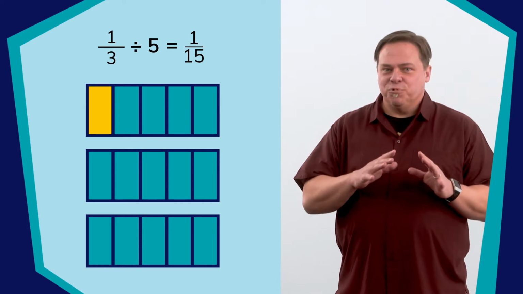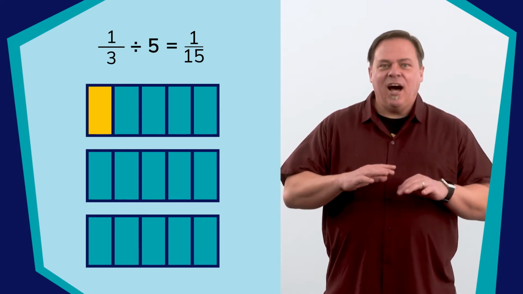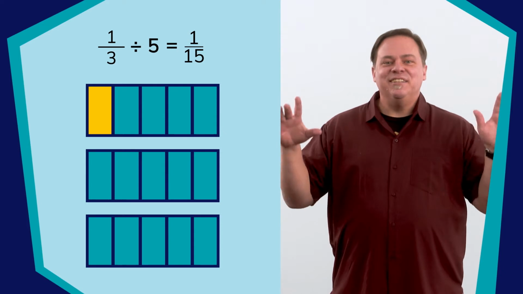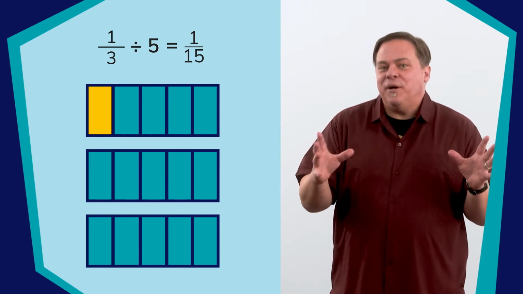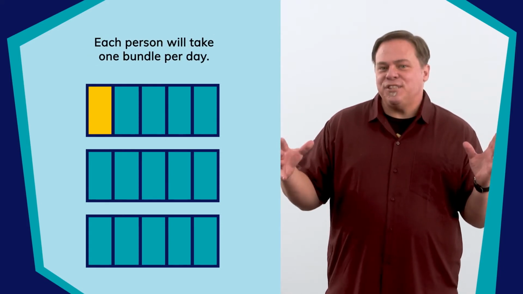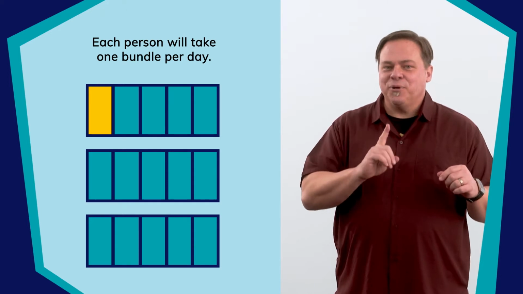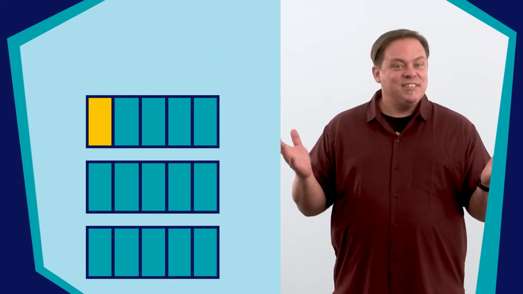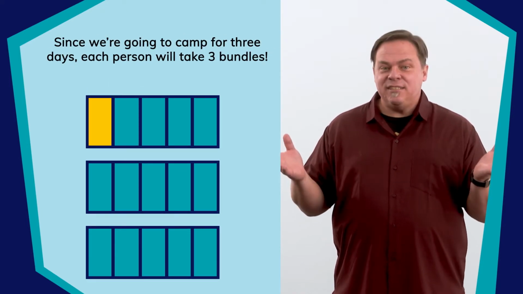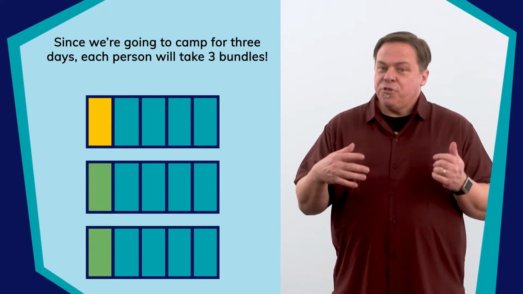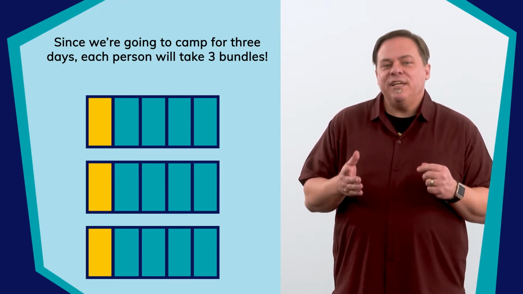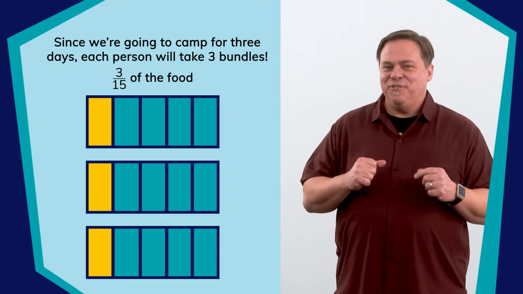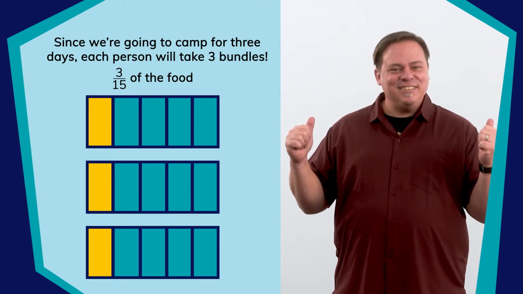Knowing this is really going to help us pack. I'll take all the food, divide it into 15 bundles, and each person will take 1 bundle per day. Since we're going to camp for 3 days, each person will take 3 bundles, or 3/15 of the food. We figured that out.